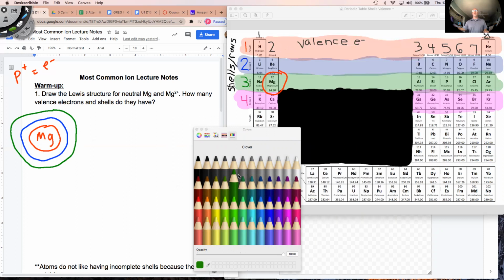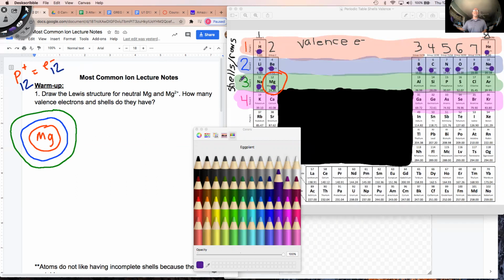So magnesium's on the third row. And we want to say, well, how many protons and electrons do we have? Well, it looks like we have 12 protons and 12 electrons because that's how the neutral atom works. Equal numbers of protons and electrons. So how many do we have? Let's count. We have 1, 2. Remember that each box represents 1 electron. 3, 4, 5, 6, 7, 8, 9, 10, 11, and 12.